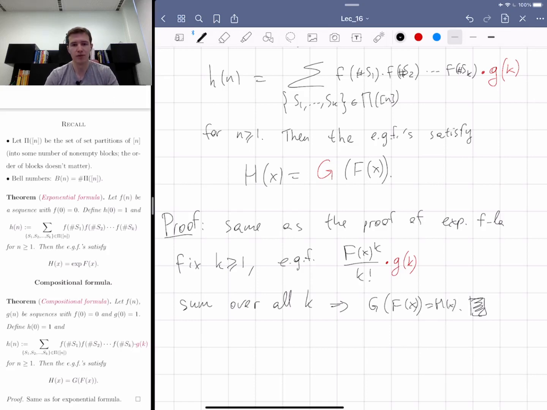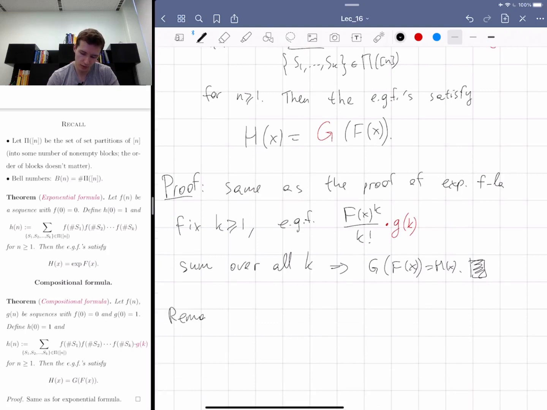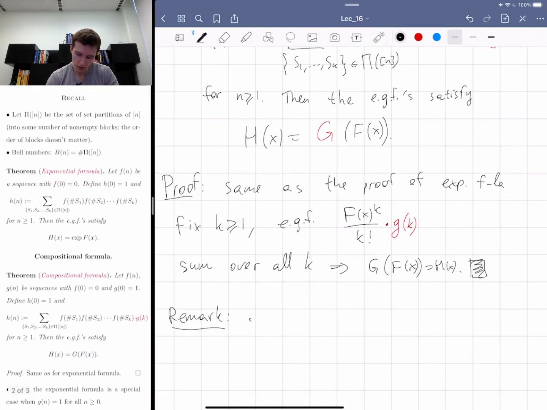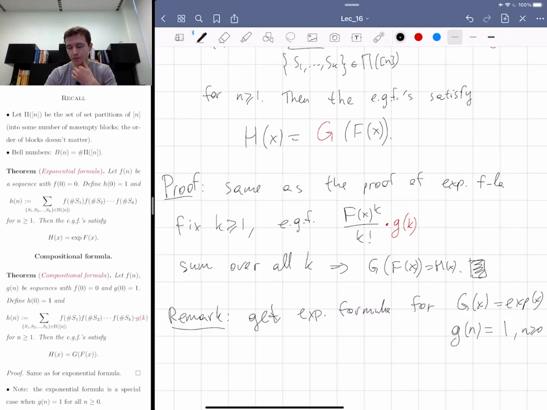So the proof is very much the same, but this is more general. And because this is more general, a remark is that you get the exponential formula for g of x equal to the exponential of x, which means that little g of n has to be equal to just 1 for all integers n, because remember, all these are exponential generating functions.